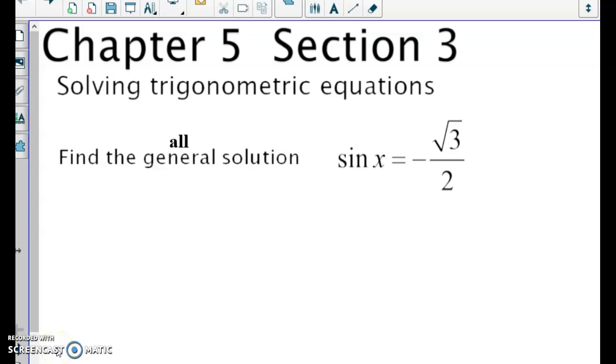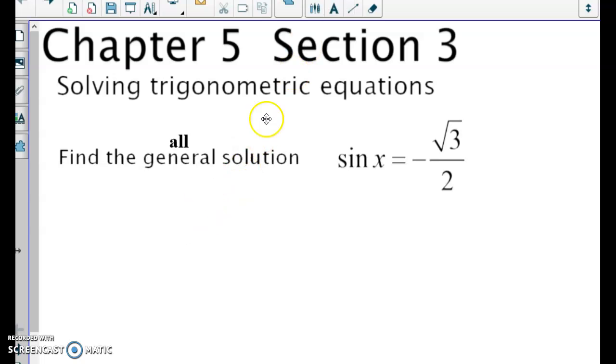Here we are on section 5.3, and we are going to find the general solution for this, and then we're going to find all the solutions. So what we're asking here is, where is the sine equal to this?